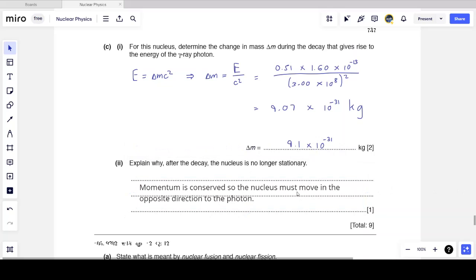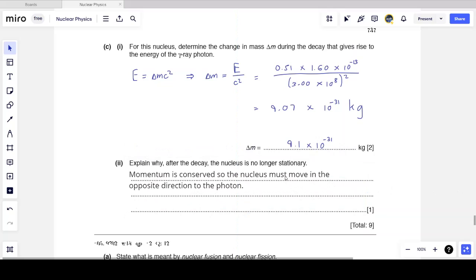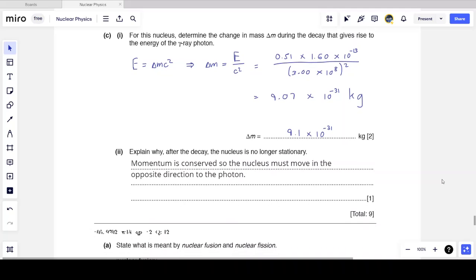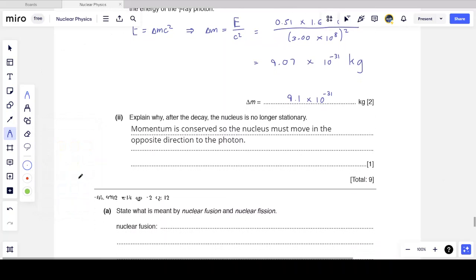So since momentum must always be conserved, the nucleus has to move in the opposite direction to the photon, similar to a cannon firing a cannonball. Initially, the cannon and cannonball are both stationary, but after the cannon fires the cannonball, they both move in opposite directions, and momentum before and momentum after are both zero, hence momentum is conserved. So, another good application of the conservation of momentum, all the way in nuclear physics.